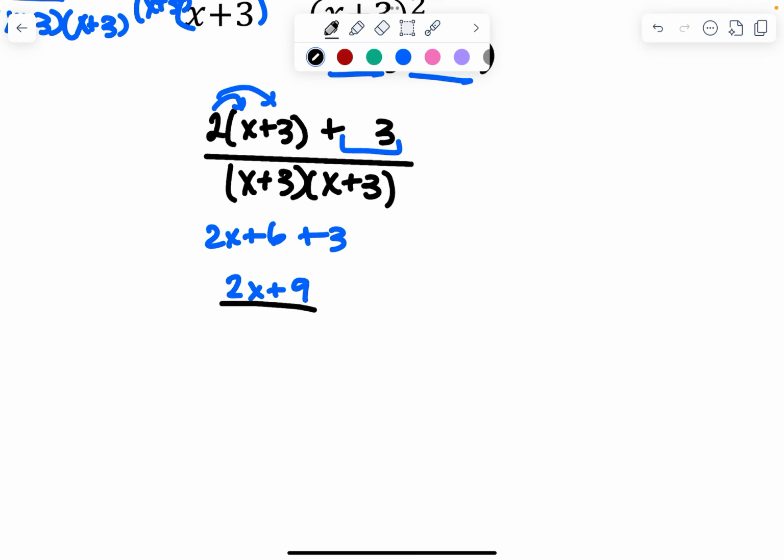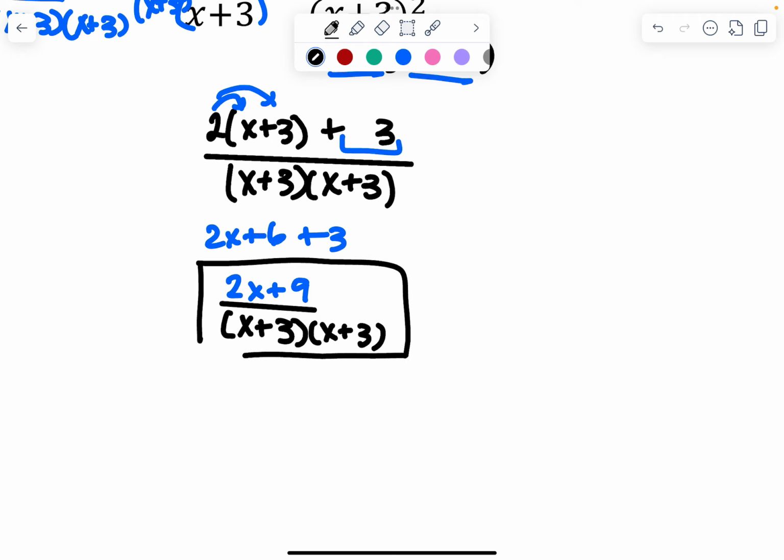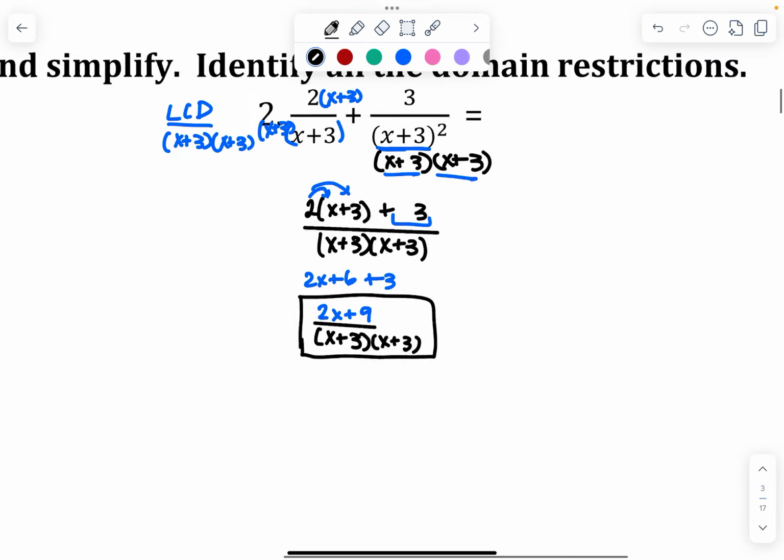And then that simplifies to 2x plus 9. And then don't forget the denominator. That's still going to be part of your final answer. And so if you wanted to rewrite the denominator as x plus 3 squared, you could. I like to leave it like this because it helps me find the domain restrictions.